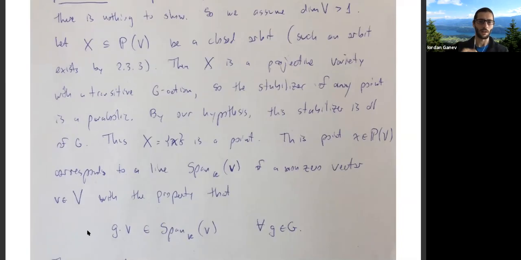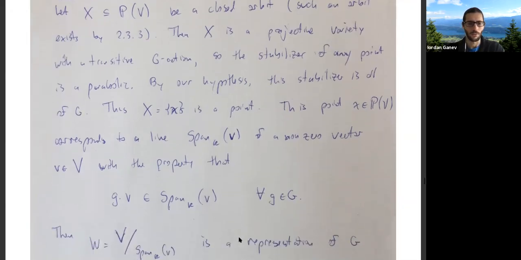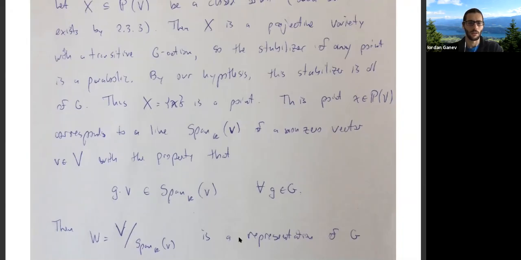It must be on the line, because we know that if we pass to projective space, then that point doesn't move. So in order for it not to move in projective space, it must just be sent to another point on the line. So G dot v is always in the K span of this vector, for any group element. So okay, what do we do now?